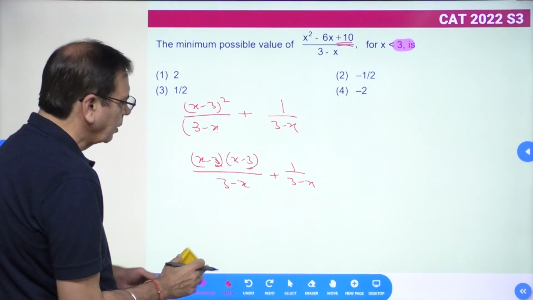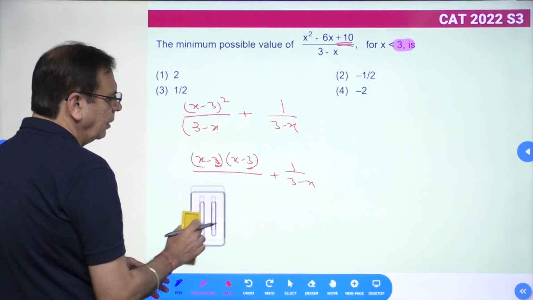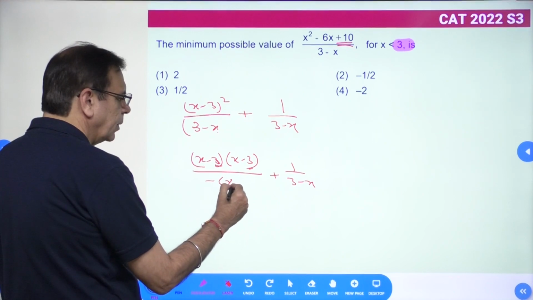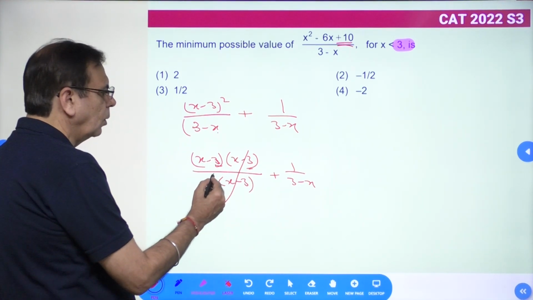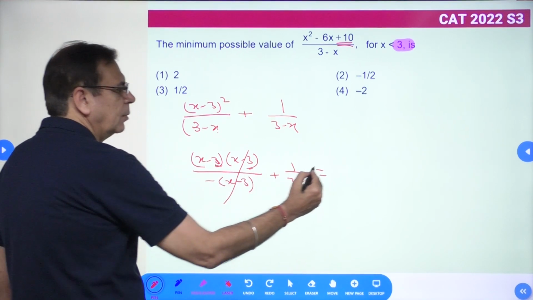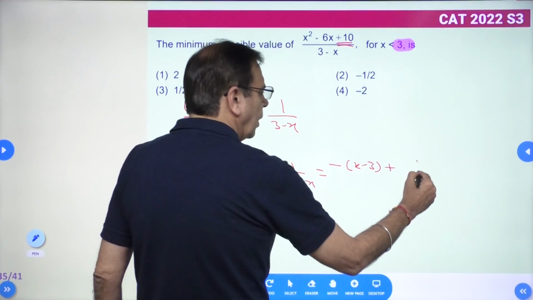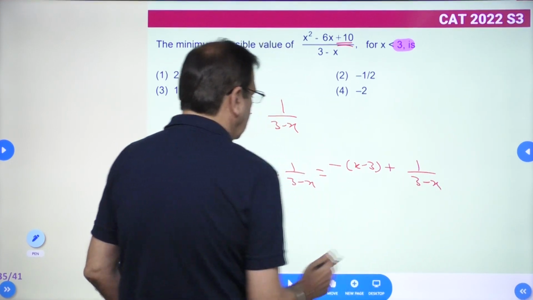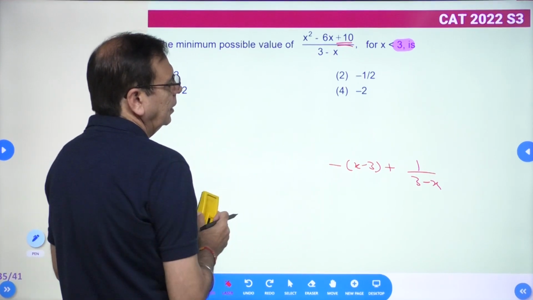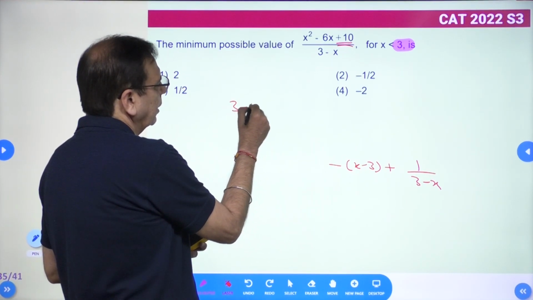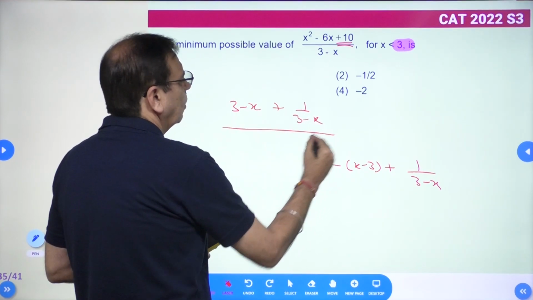या तो इसके डिनोमिनेटर को मैं क्या ऐसे लिख सकता हूँ? 3 minus x की जगह I will write it as minus of x minus 3. Okay, कट गया ये दोनों. So what does this become? This becomes minus of x minus 3 plus 1 upon 3 minus x. Okay. And again, so what does it finally become? It is nothing but 3 minus x plus 1 upon 3 minus x. Okay. This is what it becomes.